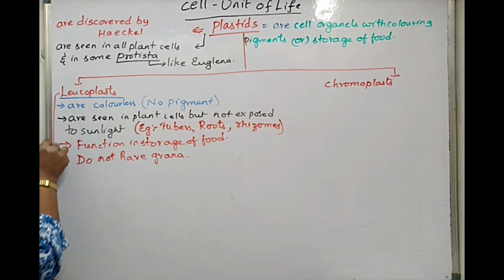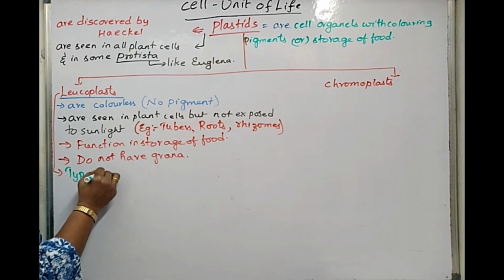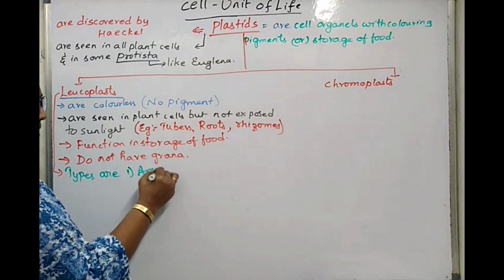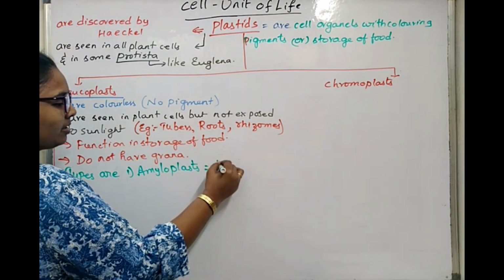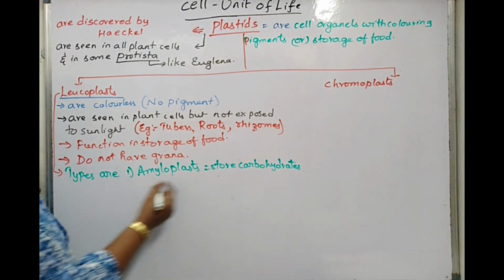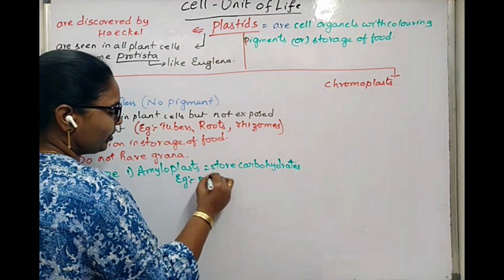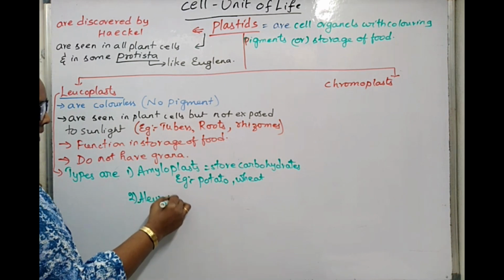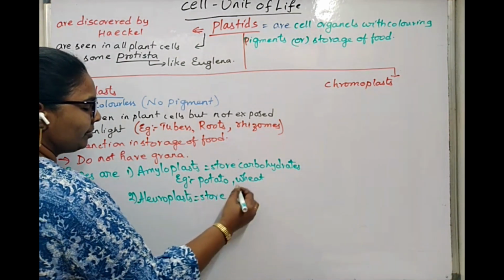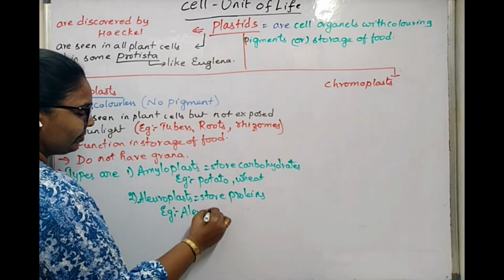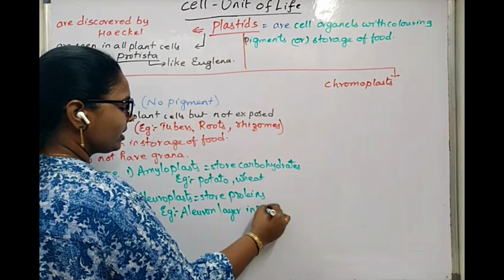There are some types of leucoplasts termed with other names. The types of leucoplasts are: first one, amyloplasts. They store carbohydrates. Examples are potato, wheat, etc. Second one, aleuroplasts. They store proteins. You can take an example like the aleurone layer in monocot seed.